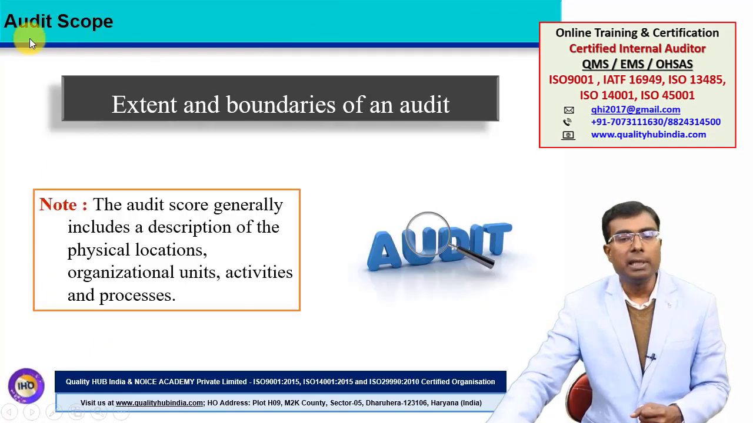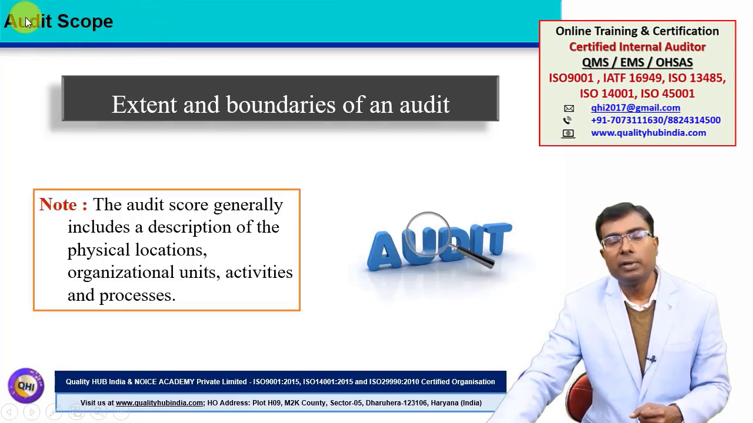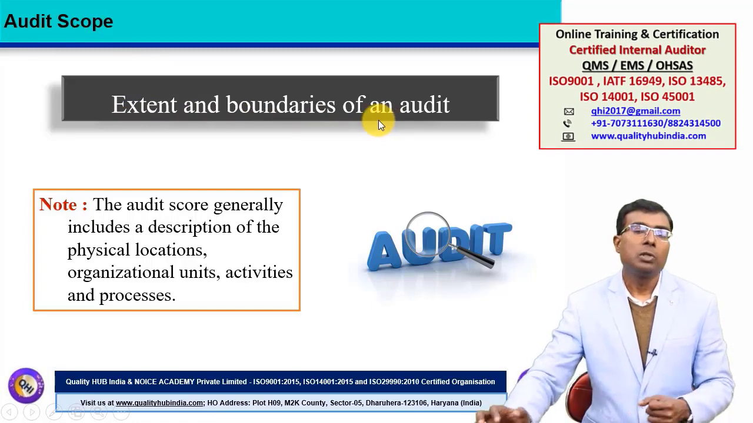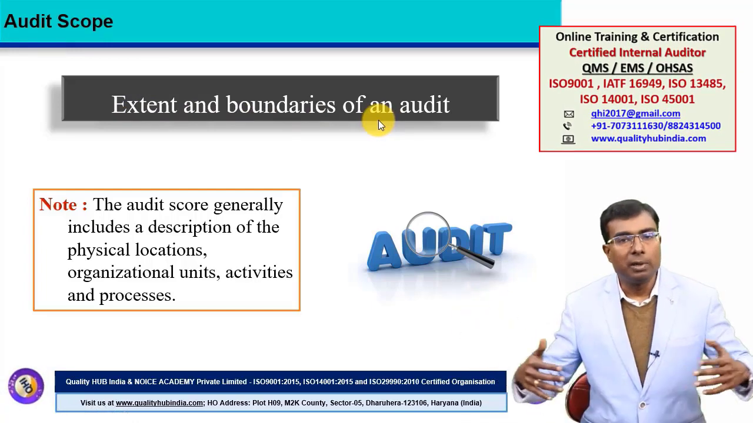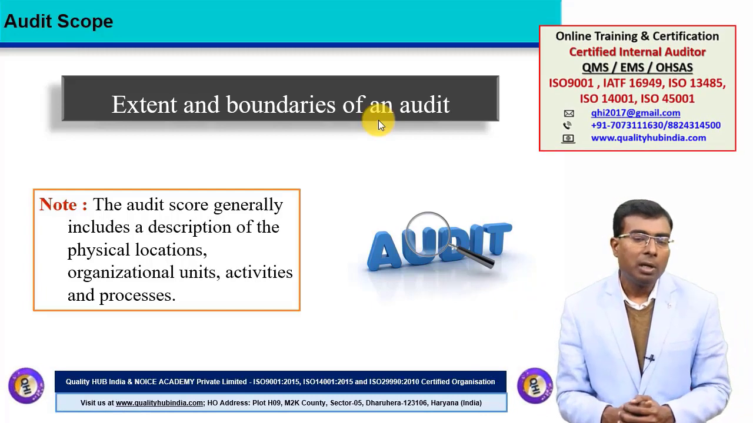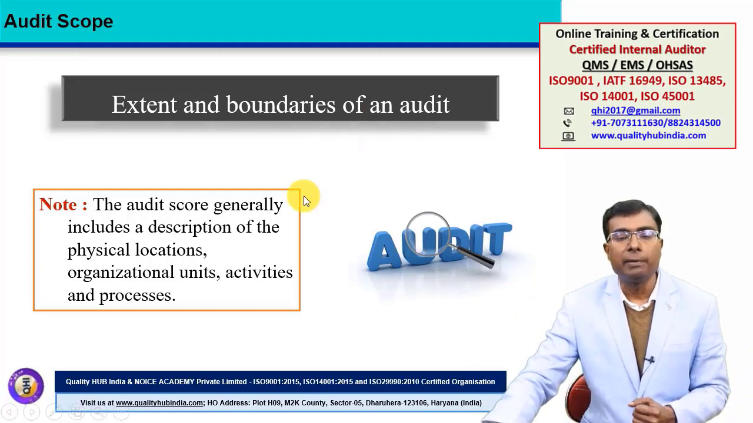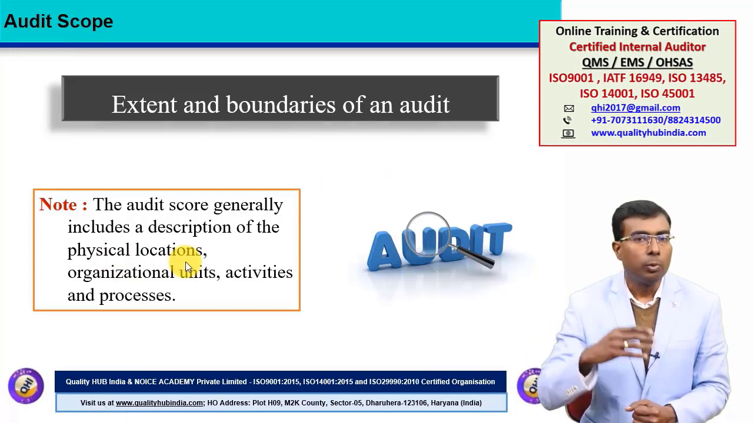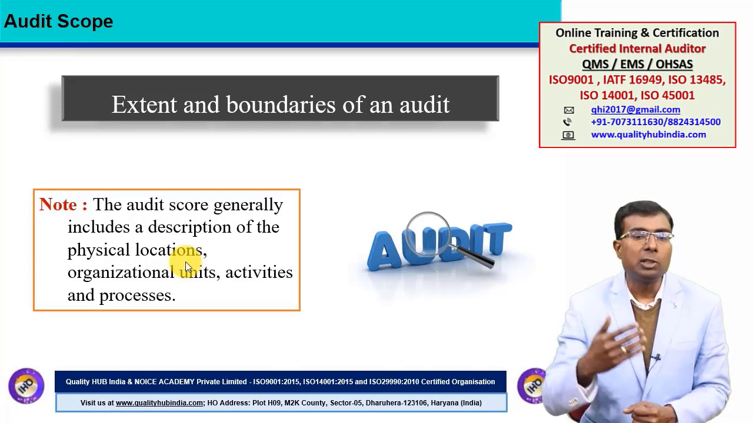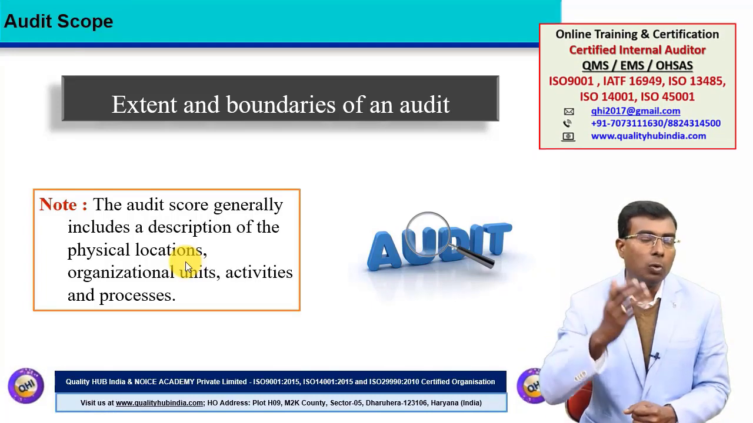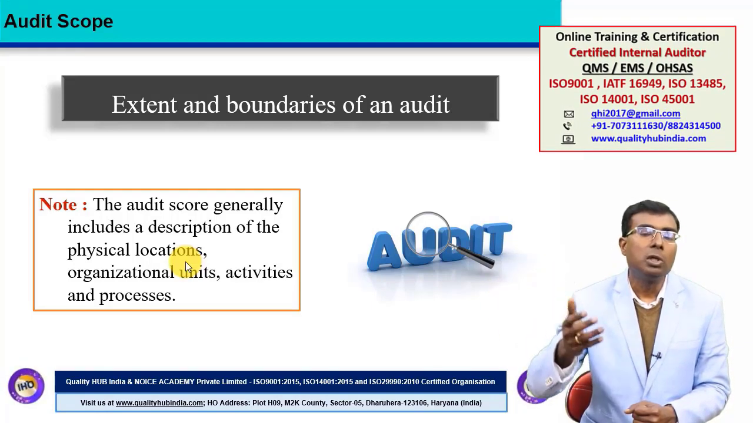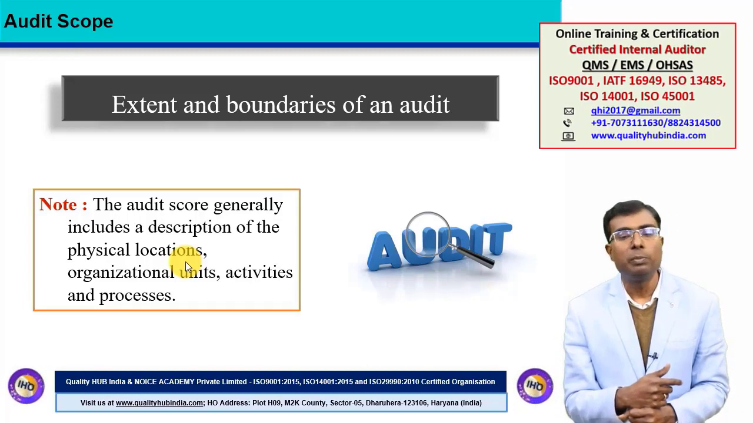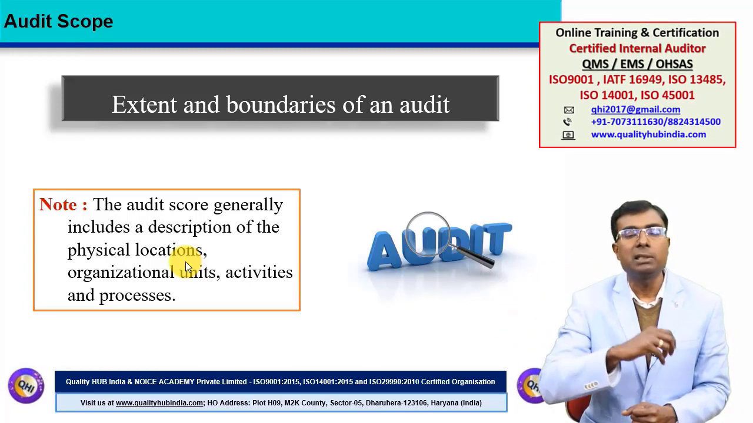Now the second term is audit scope, and the definition of audit scope is the extent and boundaries of an audit. So scope basically defines the boundary within which we are conducting the audit, and scope can be defined based on certain criteria, like physical location. For example, the physical location could be your Pune plant. You have a plant in Chennai, so this could be the Chennai plant, or mill number 1, mill number 2, plant number 1, plant number 2, unit number 3. In that way also audit scope can be defined. This could be a particular unit, department, organization, anything.